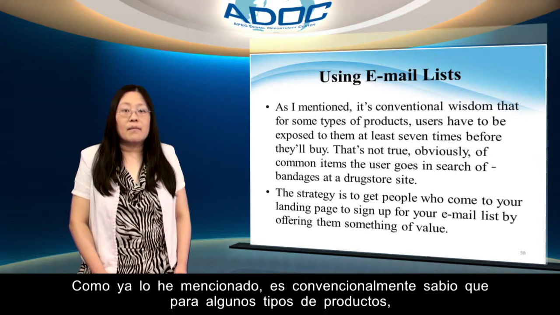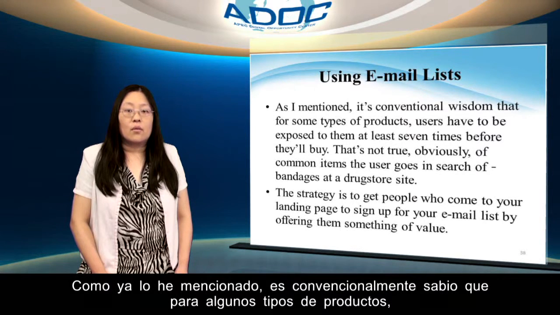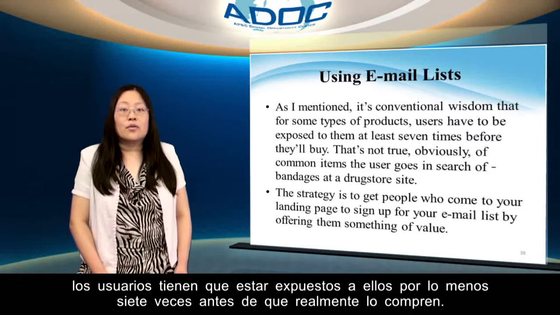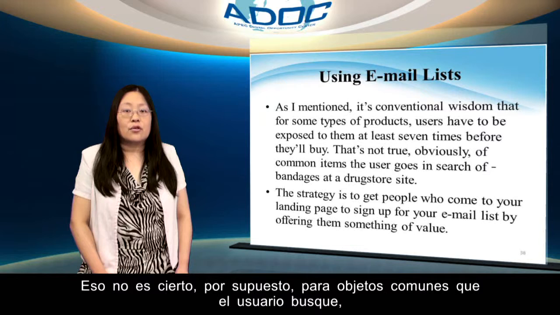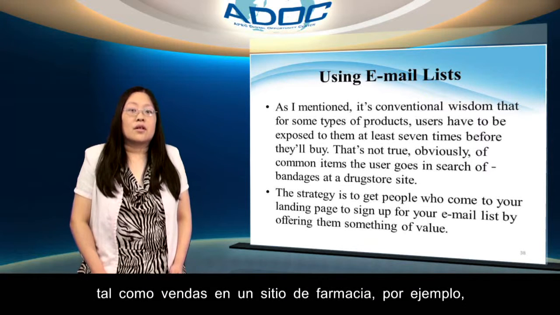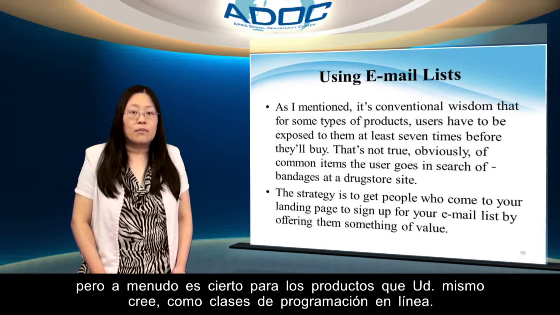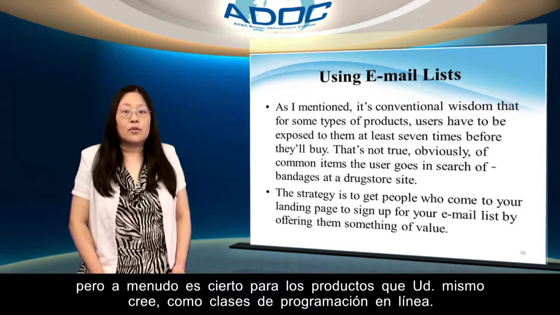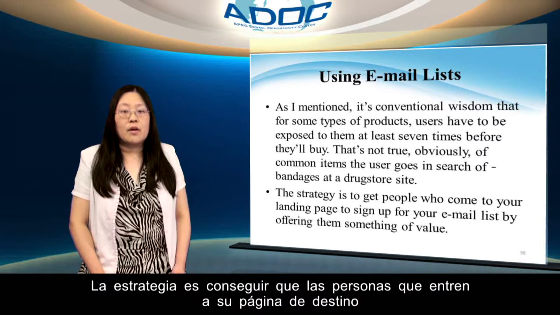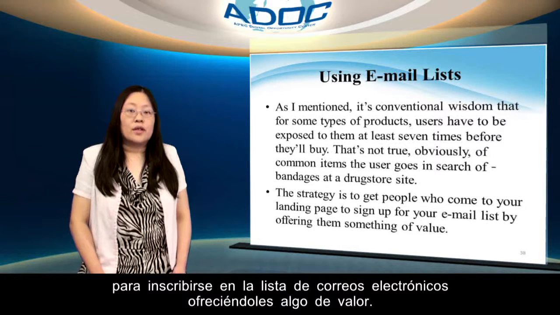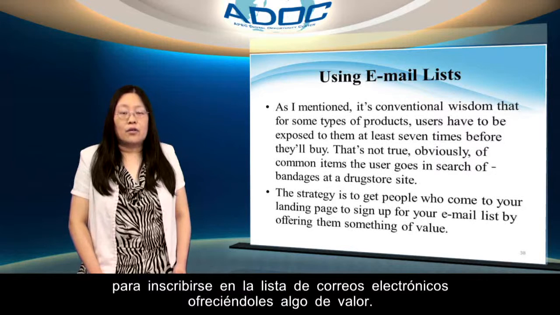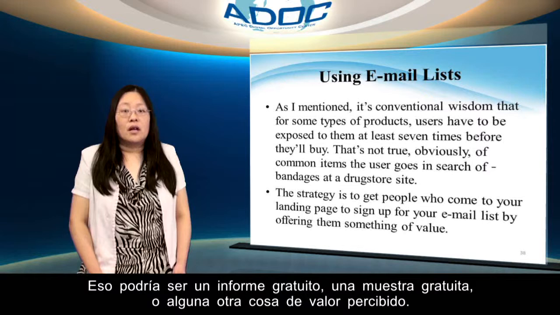Using email lists, as I mentioned, it's conventional wisdom that for some types of products, users have to be exposed to them at least 7 times before they buy. That's not true of common items that the user goes in search of, such as items at a drugstore site, for example, but it's often true of products you create yourself, such as online programming classes. The strategy is to get people who come to your landing page to sign up for your email list by offering them something of value. That could be a free report, a free sample, or something else of perceived value.